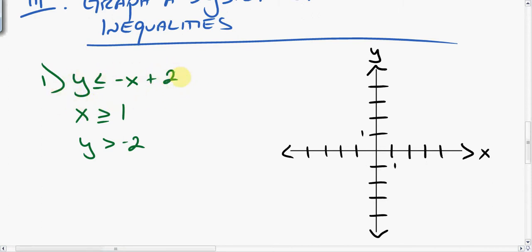We have a y-intercept here of 2. We'll plot a point at 2, and we have a slope of -1. So I'm going to go down 1, right 1, or I could have gone up 1, left 1. It's less than or equal to, so that tells me it's a solid line. So I'm going to draw a nice solid line here.